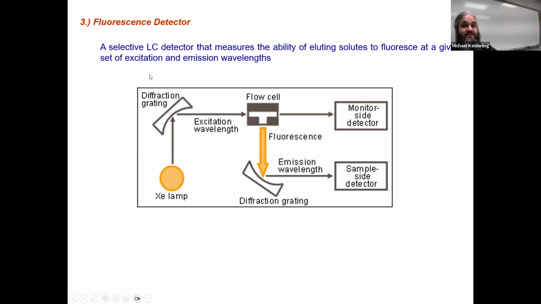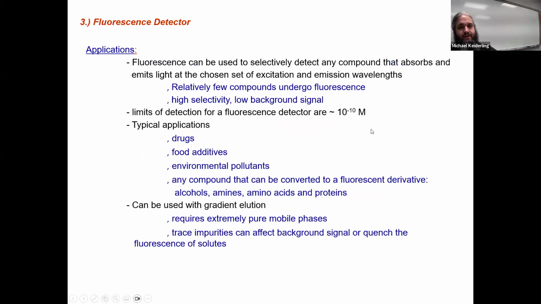A fluorescence detector is a selective liquid chromatography detector that measures the ability of eluting solutes to fluoresce at a given set of excitation and emission wavelengths. So you excite it as you go through the flow cell, and you have emission, which you detect. Fluorescence can be used to detect any compound that absorbs and emits light at the chosen set of excitation and emission wavelengths. Relatively few compounds undergo fluorescence, which gives you high selectivity and a very low background signal, and very good limits of detection, 10 to the minus 10 molar.